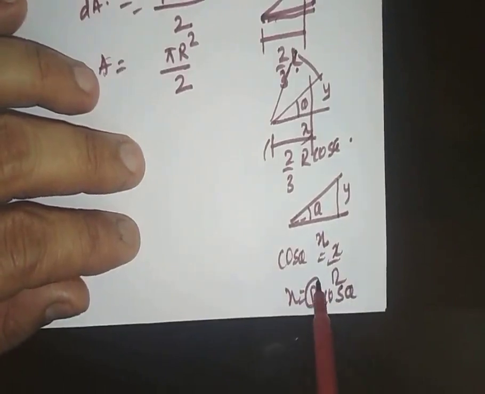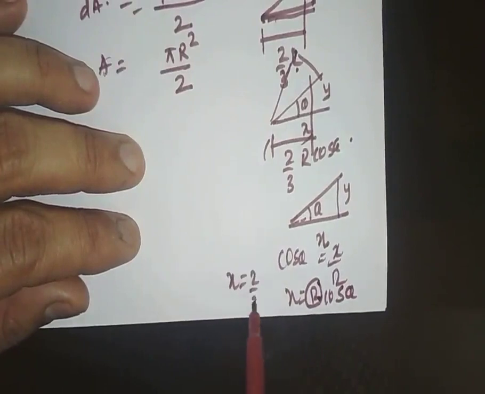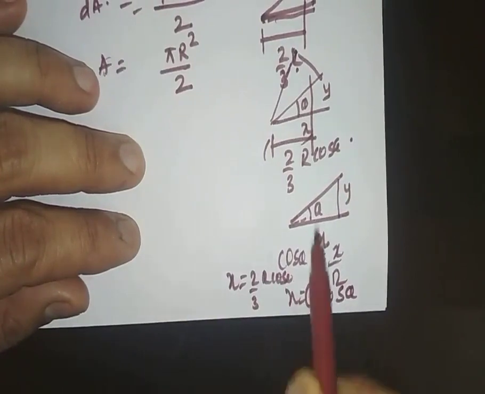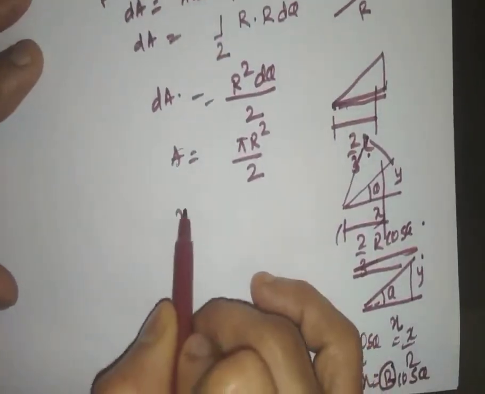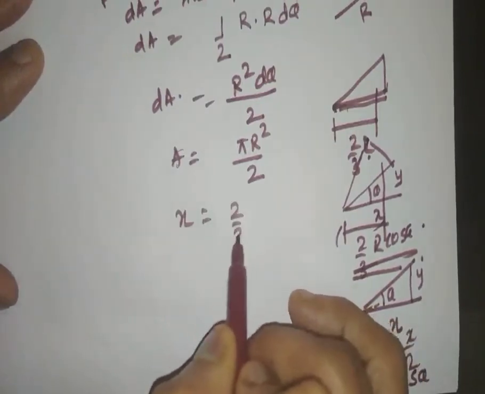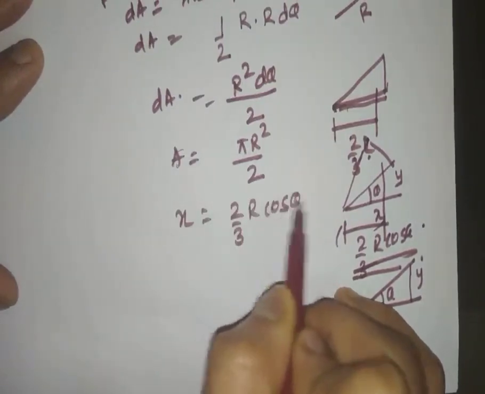Now this r that we are going to consider is the centroidal distance r. So x is equal to 2/3 of r cos theta. So for that reason, this x distance is considered as 2/3 of r cos theta.